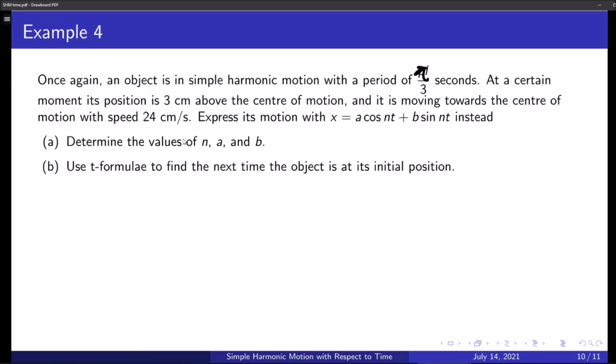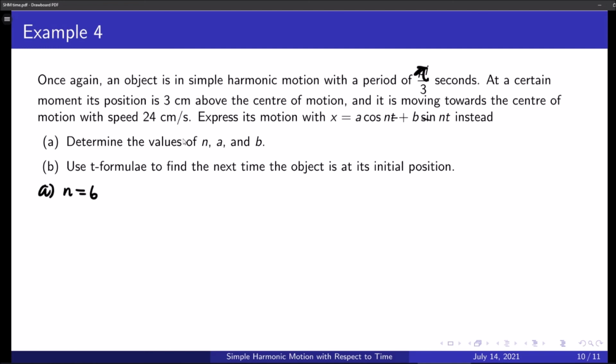Let's find what A and B are first. We already know N from the previous one, obviously. N was 6. Yep, so N was 6 from the previous. Now, what's A? How do we find A?